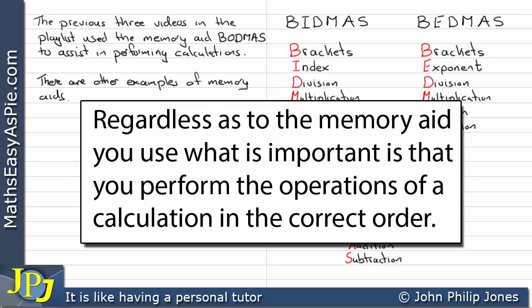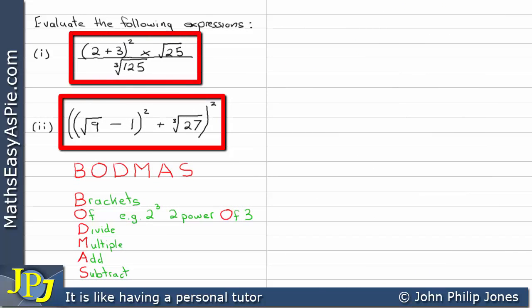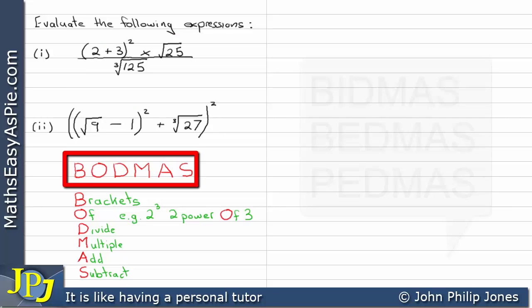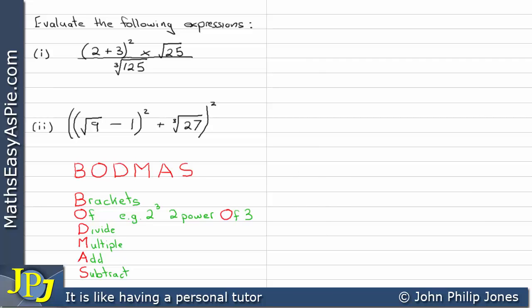The differences and the variations depend upon what country you live in, what part of the country you live in, and who taught you in the first instance about the order of operations when you're performing calculations. The rest of the video is going to look at these 2 examples, these 2 expressions, and we're going to evaluate them, making sure we do the operations in the correct order. I've left up the word BODMAS so we can refer to it. But of course you could use any of the memory aids that you've already seen in this video, or some of your own that your teachers may have taught you.